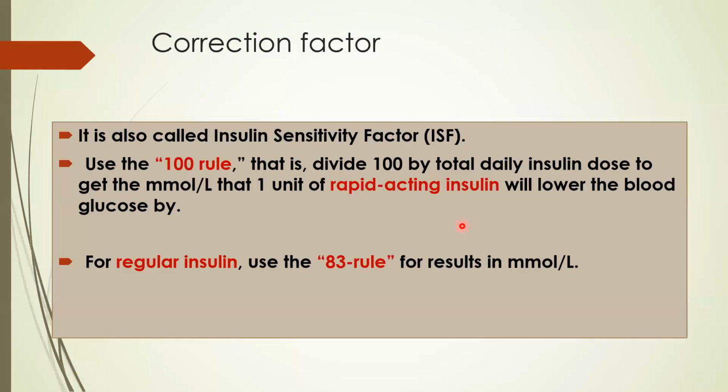There's something we call correction factor, and it's also called insulin sensitivity factor. So if you're using rapid acting insulin, you basically use the 100 rule, where you get 100 divided by the total daily dose of insulin. If you're using regular insulin or Actrapid, you'll use the 83 rule. You take a constant of 83 divided by the total daily dose of insulin, and it will give you the correction factor. That is the amount of glucose that 1 unit of either rapid acting or short acting insulin will lower the blood glucose by.